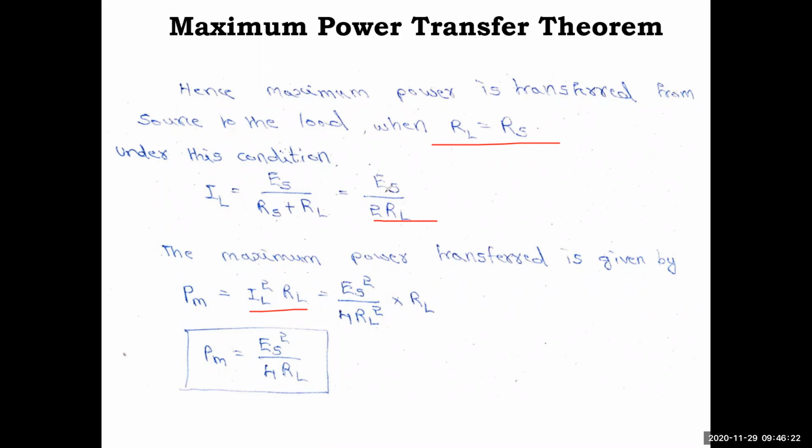So now we'll substitute this IL. So ES square by 4 RL square into RL. So one RL cancels out here. So what is remaining? ES square by 4 RL.